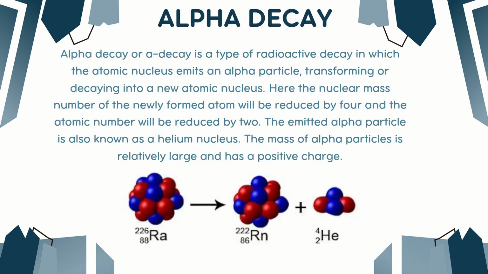Now the alpha decay. Alpha decay is a type of radioactive decay in which an unstable nucleus emits an alpha particle, which is a helium nucleus containing two protons and two neutrons. As a result, the atomic number decreases by 2 and the mass number decreases by 4. Since alpha particles are relatively large and positively charged, they interact strongly with matter and can be stopped by a sheet of paper or human skin.